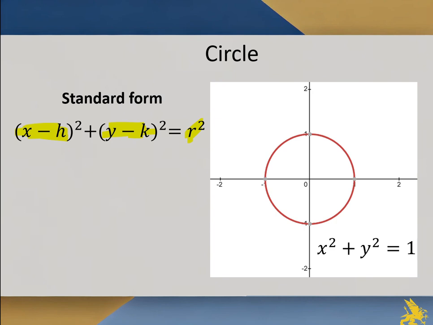If you look at the basic graph, our unit circle has got a radius of 1. So x squared plus y squared equals 1. And that means the center of our circle is right on the origin, has not moved.